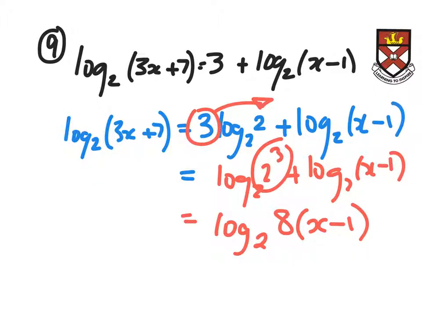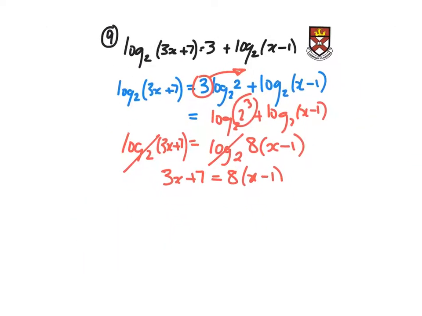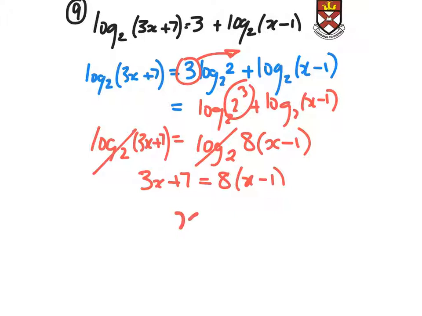Because remember, if we're adding logs, we can simplify that as a multiply. Now remember, we haven't really done much with the left hand side so far. So log to the base 2 of 3x add 7. Okay, now that I've got log here and I've got log here, they can basically cancel each other out, and I'm going to be left with 3x add 7 equals 8 bracket x take away 1. And I can just solve that as a normal question. Okay, I can work out what x is.